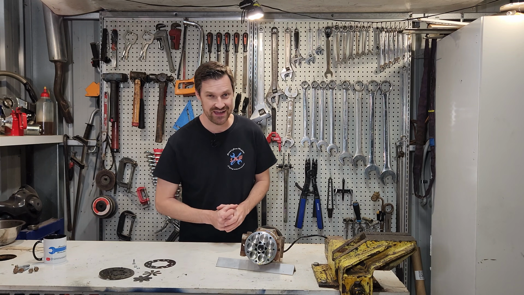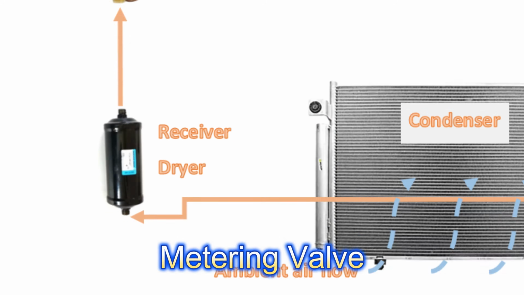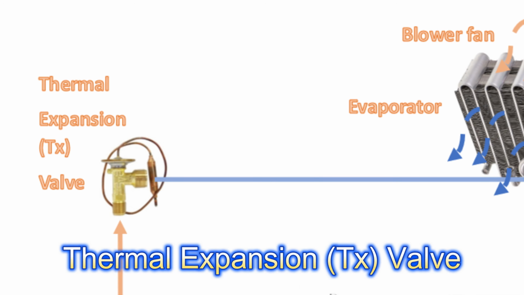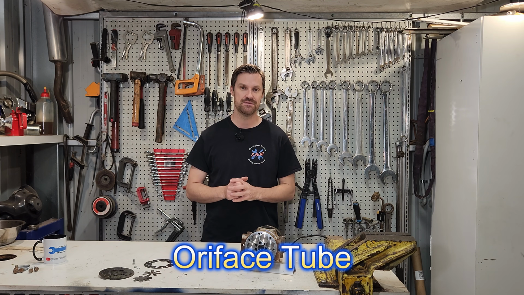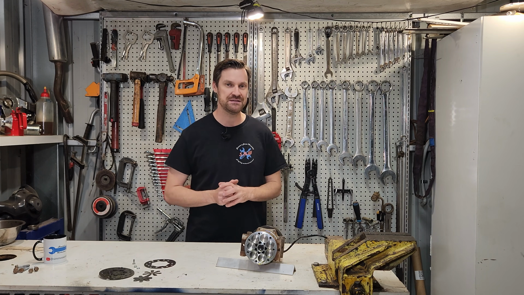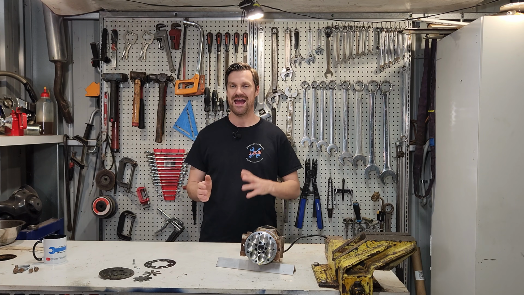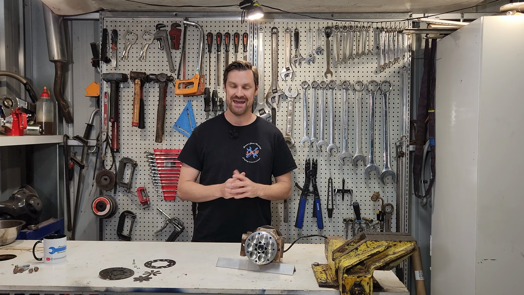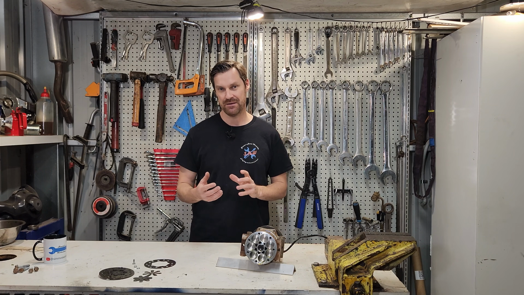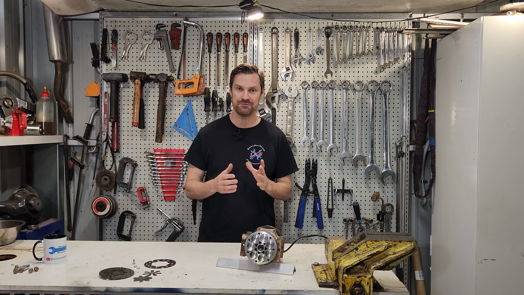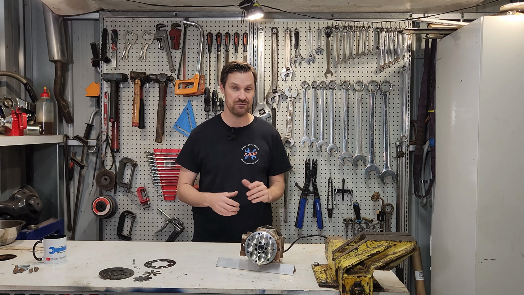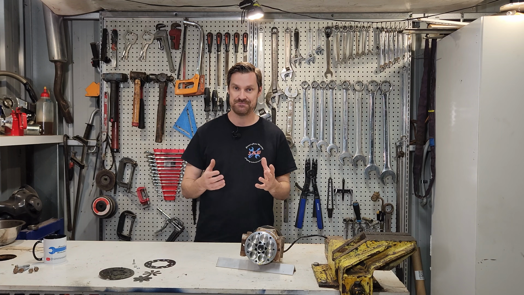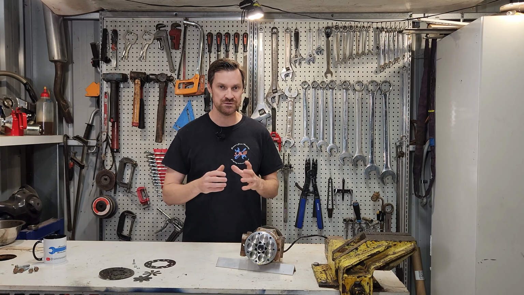Next, from the receiver dryer, our refrigerant moves to our metering device. That might be a thermal expansion valve, or it might be an orifice tube, depending on the system that we have. The job of the metering device is to separate the high and the low pressure sides of the system, and it allows a little bit of refrigerant to go through as a vapor or a mist. It's still in liquid form, but it is expanding as it goes through the thermal expansion valve or the orifice. As it expands, of course, it also cools down.